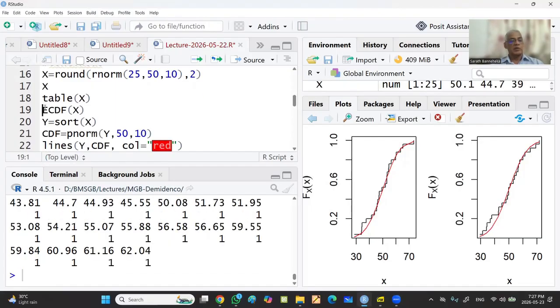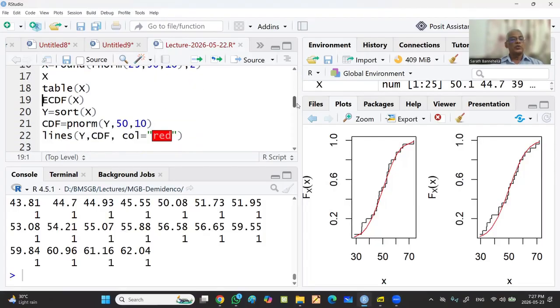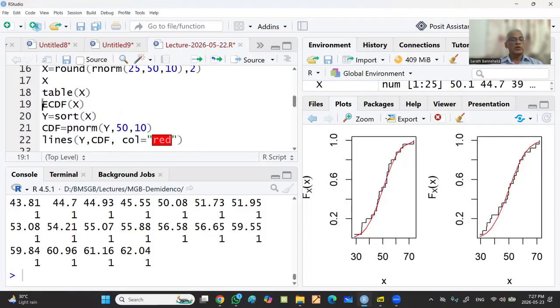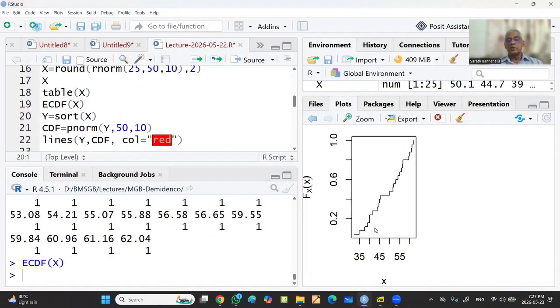To check it, I will use table X. You can see that all 25 observations have frequency 1, so all the observations are different. That is the general situation whenever you are dealing with continuous data. Using this function that I have changed here, I will now draw the empirical cumulative distribution function. So I get this, my empirical cumulative distribution function for the 25 observations.